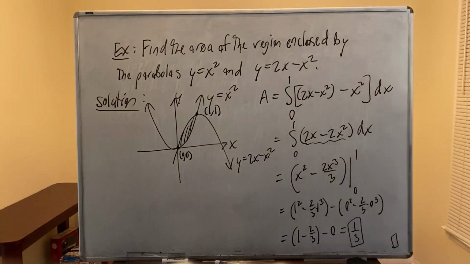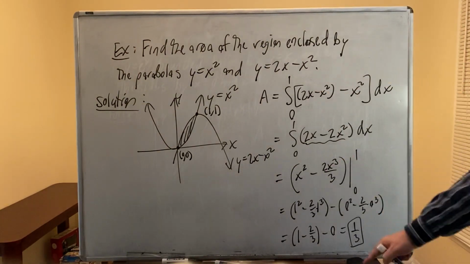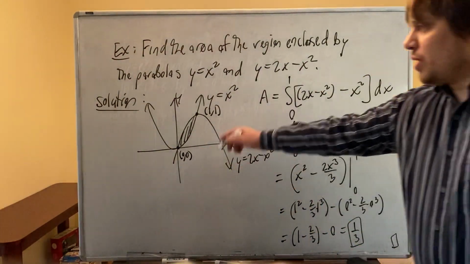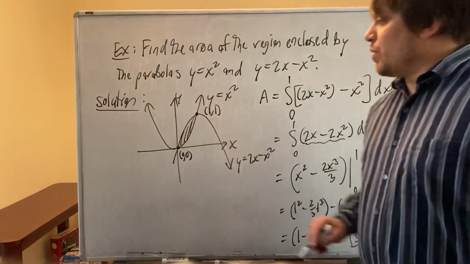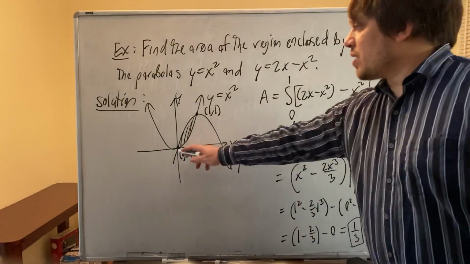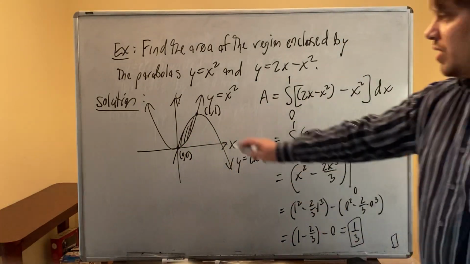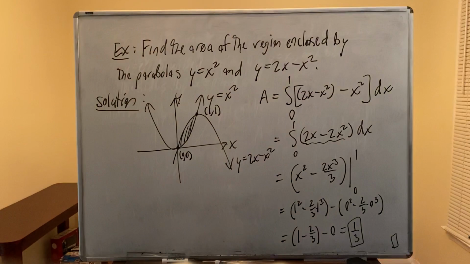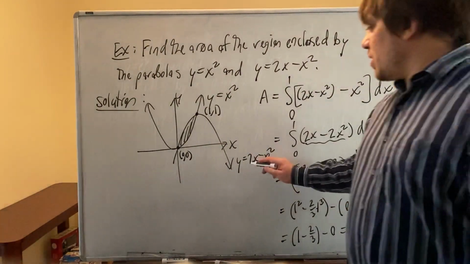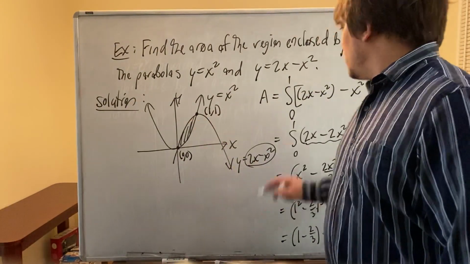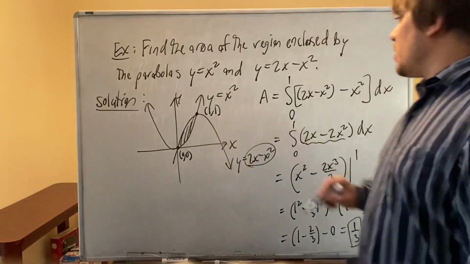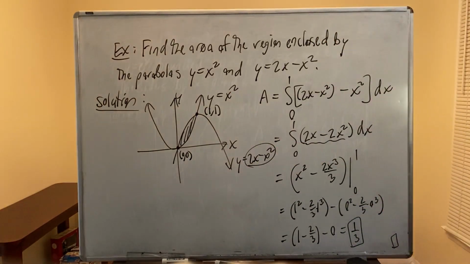Okay, so that's capital A, the area of the shaded region. You draw the picture, draw the two graphs, and find their intersection points. The smaller x value is the lower limit, and the larger x value is the upper limit of the integral. Then it's 2x minus x squared, the top function, minus the bottom function, which is x squared, dx. You calculate the definite integral, 1/3, and you're done.